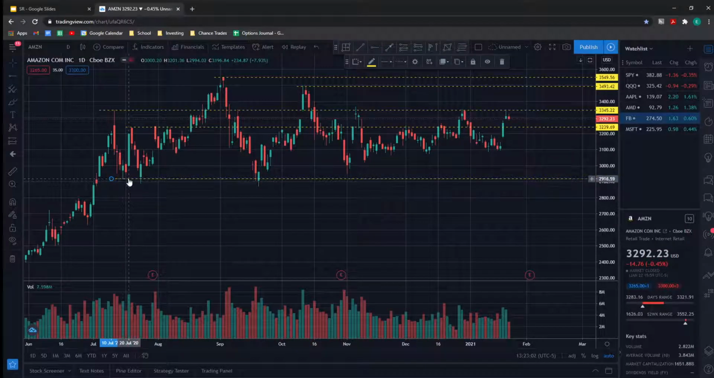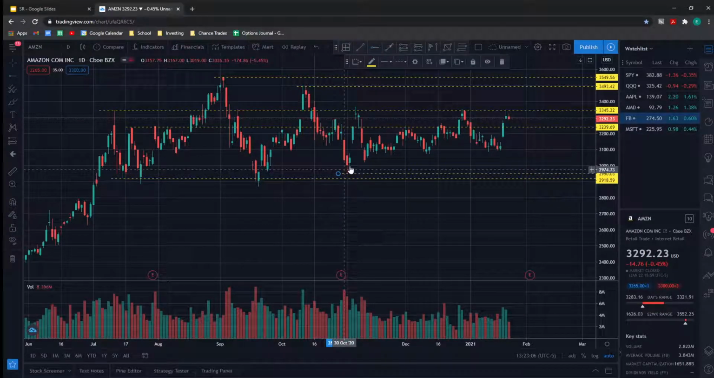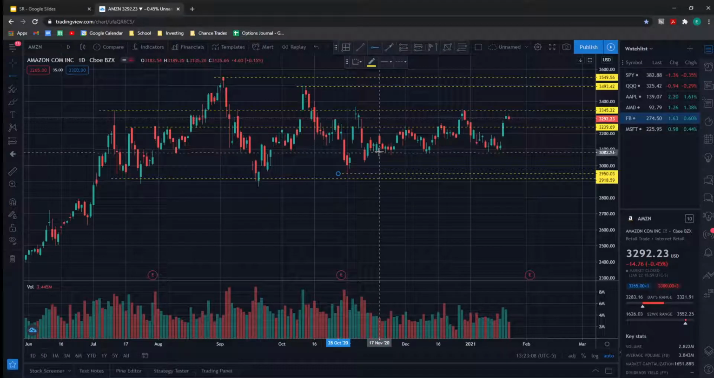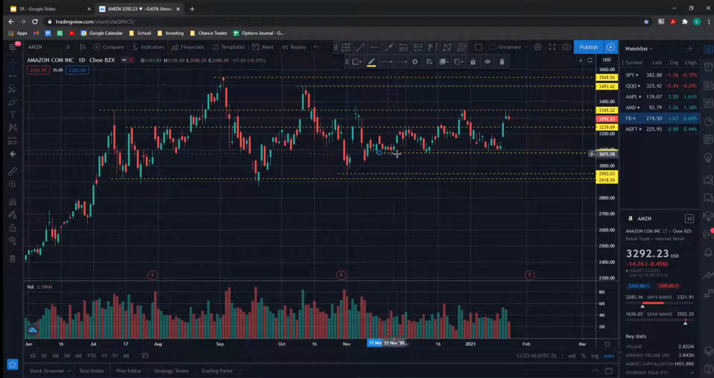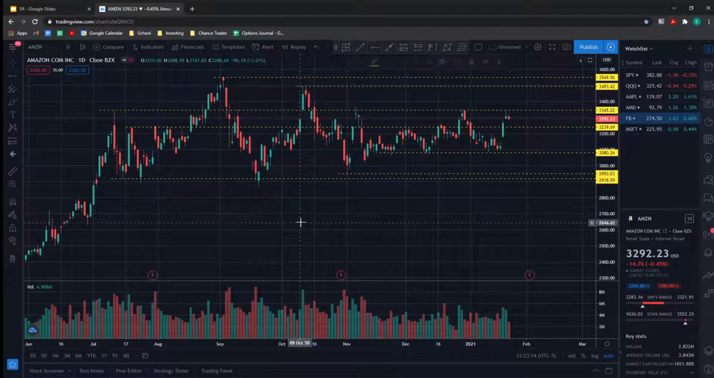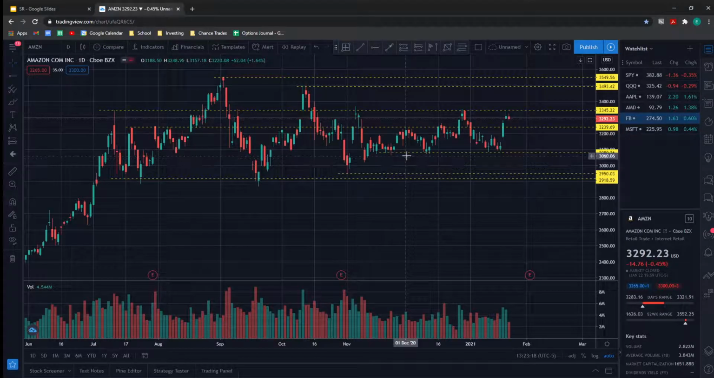You can see this support level gets tested 1, 2, 3 times. And then again, we have another support level here. And the last support level that I would chart would be right here. Like I said, this level wasn't a clear direction change, but this level was tested multiple times, right? So these would be all the key levels that I have on Amazon. Hopefully you guys got levels that matched up to these.